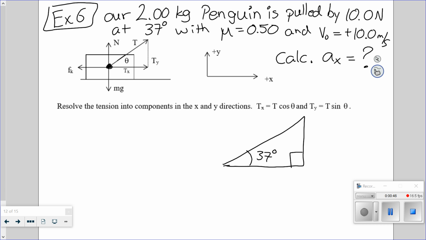Anyway, we're being pulled by 10 newtons this time. You can draw penguins if you want. It encourages me to be lenient when taking away points. It does not get you extra points. Let's see.